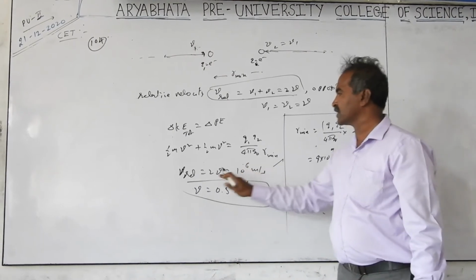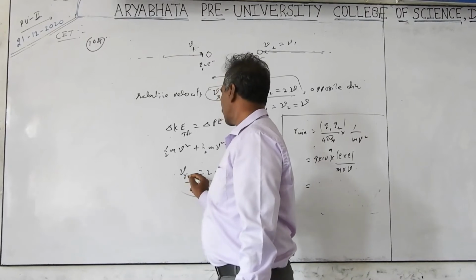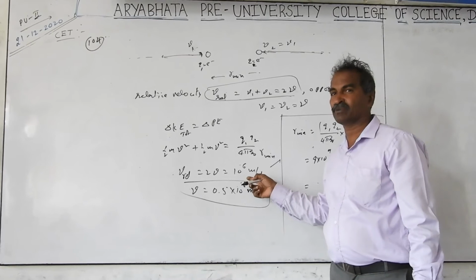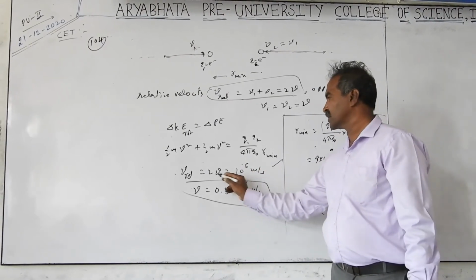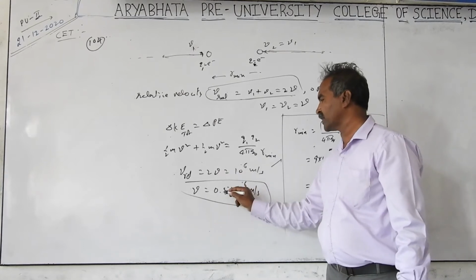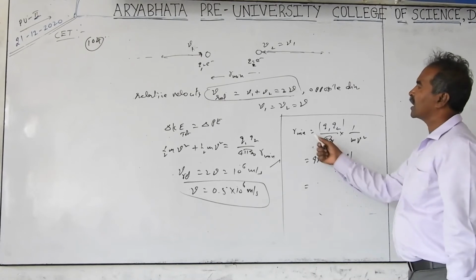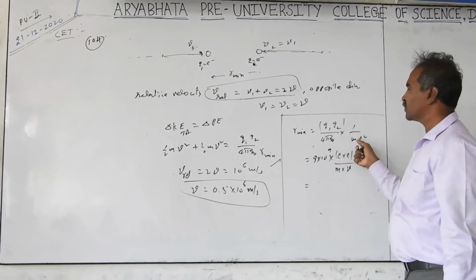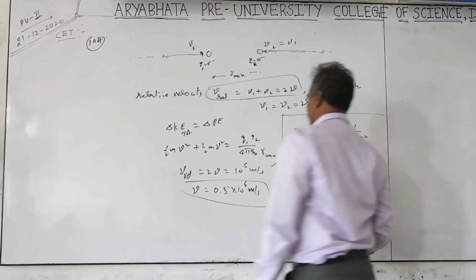The relative velocity given in your problem book is 2v equals 10 to the power of 6; the power won't be negative, because the velocity of the particle will be very high. So 10 to the power of 6 meters per second, and each particle's velocity is 0.5 into 10 to the power of 6 meters per second. Cross multiplying, R minimum equals Q1 Q2 by 4 pi epsilon naught mv square, taking the mass of the electron here.